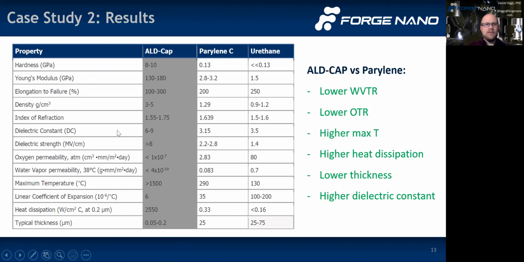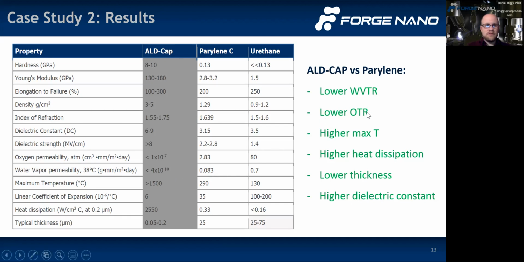So when we compare the various properties of ALD-CAP, Parylene, and a urethane coating, you can start to see that the ALD-CAP technology really shines. It's just amazing, to be honest. The ALD-CAP compared with Parylene has a much lower WVTR, and it's not just a little bit lower. We're talking many orders of magnitude lower. Here's the number: it's about 0.083 for Parylene C, and it's less than 4 times 10 to the minus 10 for ALD-CAP. That's ridiculously good.